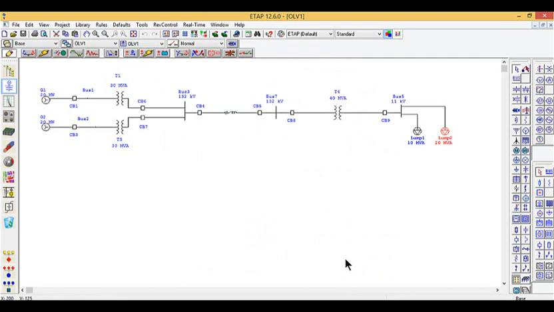So that ends part 1 of this video, and here in this video we learned about modeling of generators, transformers, transmission lines, and loads, and we will be moving on towards the load flow analysis in part 2.